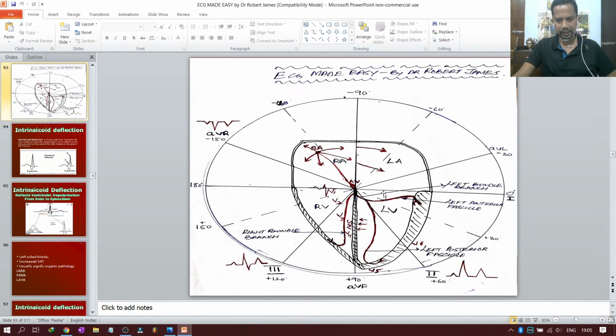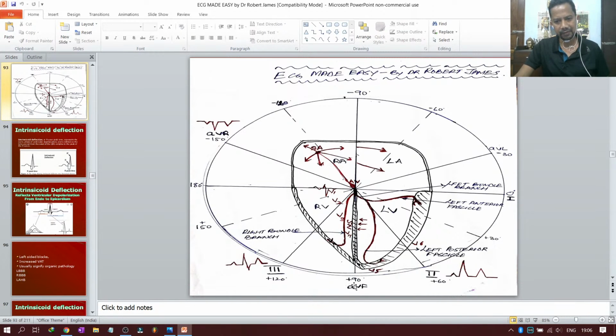So how is that happening? This is the left anterior fascicle, and we have blocked it. Now this part of the myocardium needs to be depolarized, but this fascicle is blocked. It will not be depolarized by the right bundle branch because there is no need; there is a left posterior fascicle out here. So it will send the current like this to the area the left anterior fascicle had to depolarize. So now what is happening to the vector?